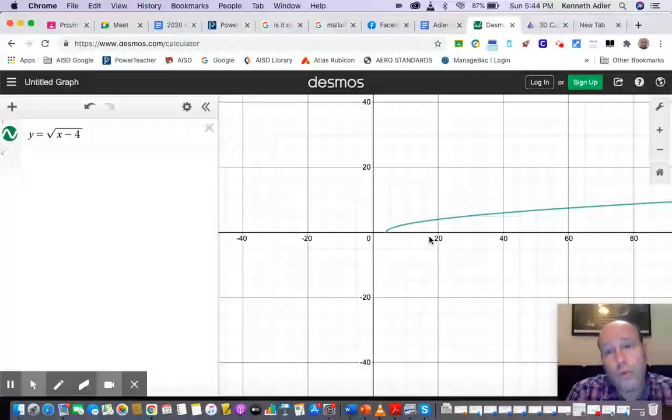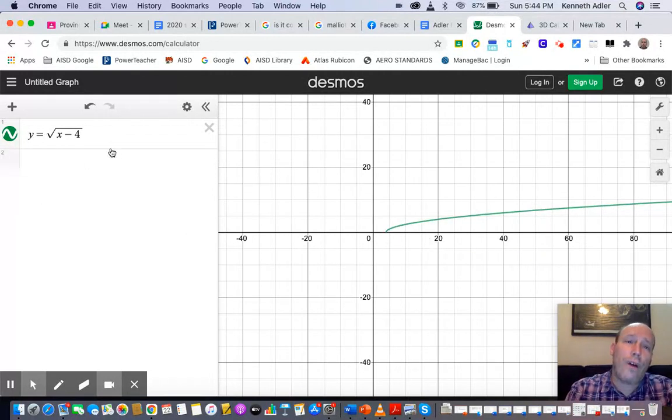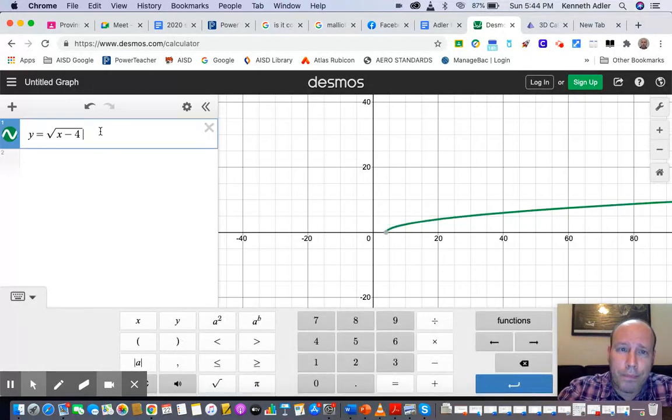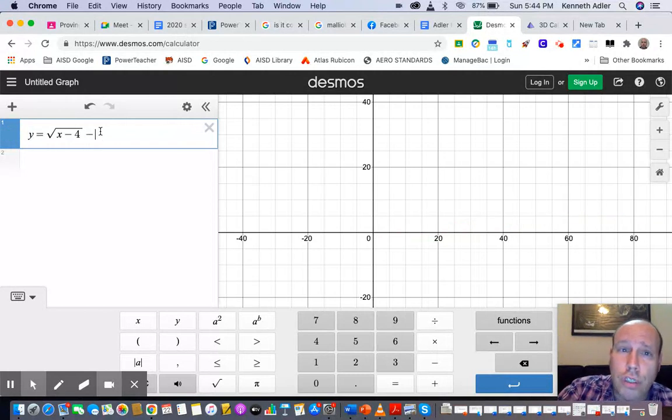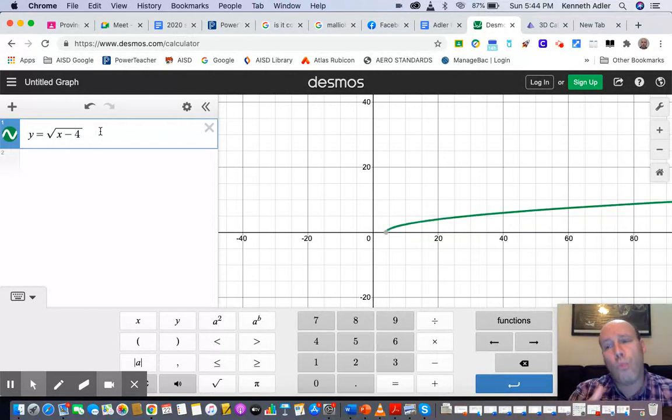The idea is the range we can see with radical functions, very basic ones, because I can manipulate this up and down. For example, I could say minus 3, and then you'd be like, oh, Mr. Adler, the range is underneath 0. That's fine. Let's just get rid of that shift transformation we'll be talking about. So y equals radical x minus 4: the domain is x is greater than or equal to 4. The range is y is greater than or equal to 0.